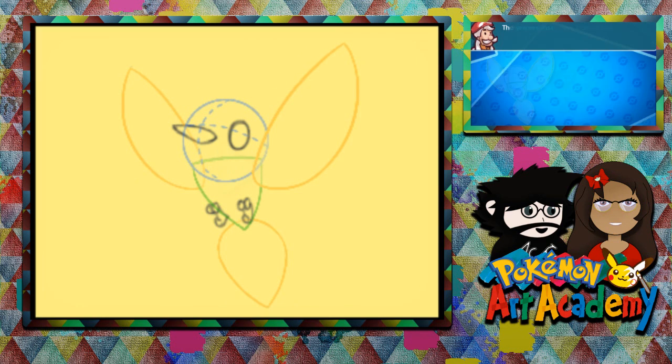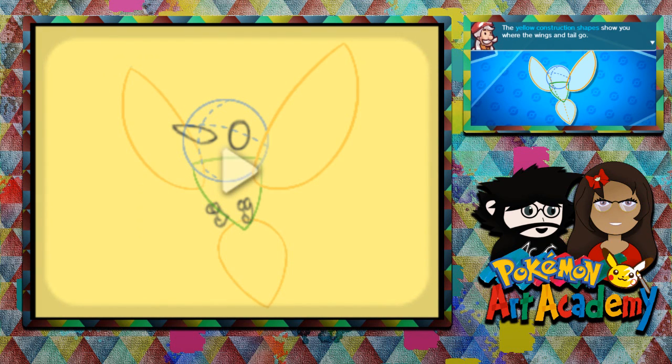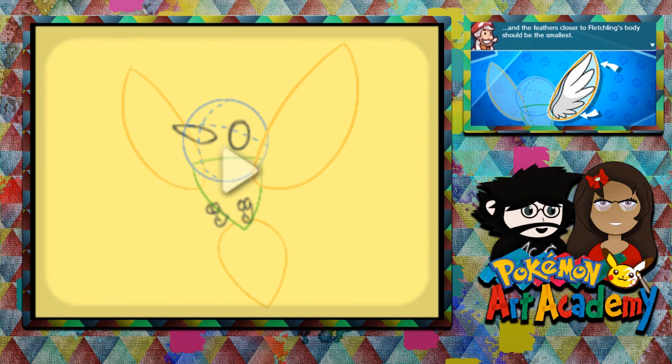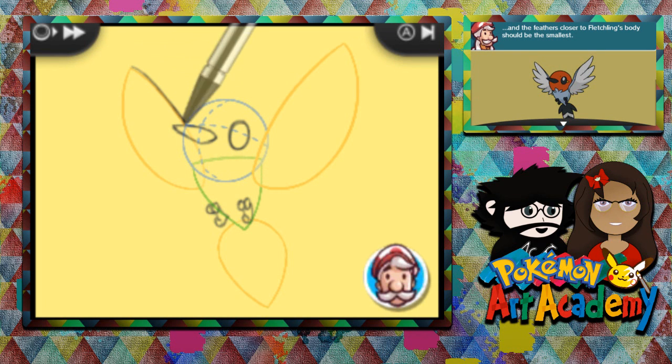In that case, let us just take a closer look. The yellow construction shapes show you where the wings and tail go. Try to draw the feather shapes completely inside these construction shapes. That's pretty smart. So that their tips reach the yellow line but never cross it. The feathers towards the tip of the wings should be the biggest, and the feathers closest to Fletchling's body should be the smallest. That's a real good tip.